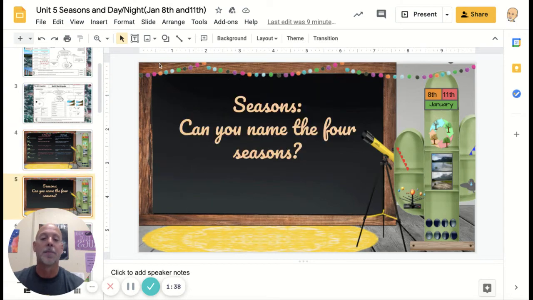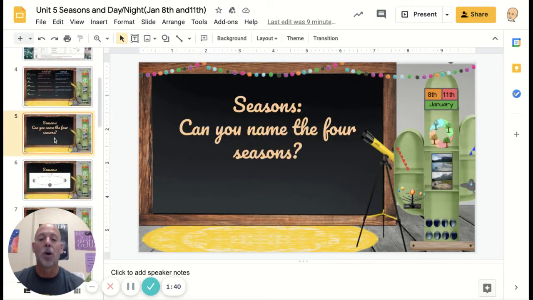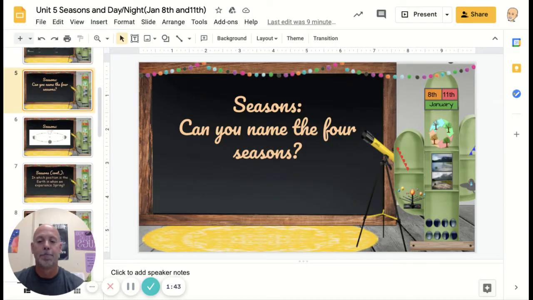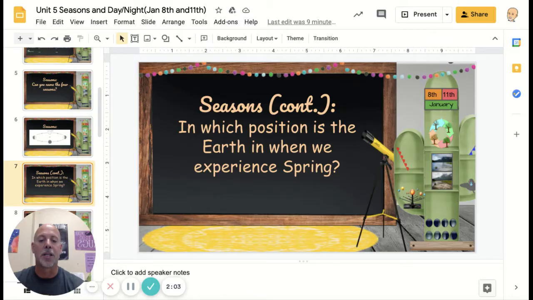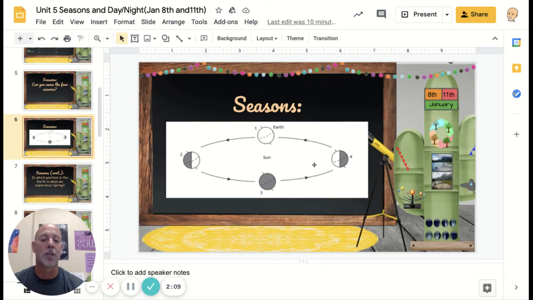So here we go, seasons. Can you name the 4 seasons? All right, here are the 4 seasons in relation to the sun. So the sun is here in the middle, and depending on where we are in our revolution around the sun during our year, you're going to have your 4 seasons. So you have position 1, 2, 3, and 4. So in which position is the Earth in when we experience spring? So which one of these 4 positions are we experiencing spring in the Northern Hemisphere? 1, 2, 3, or 4?